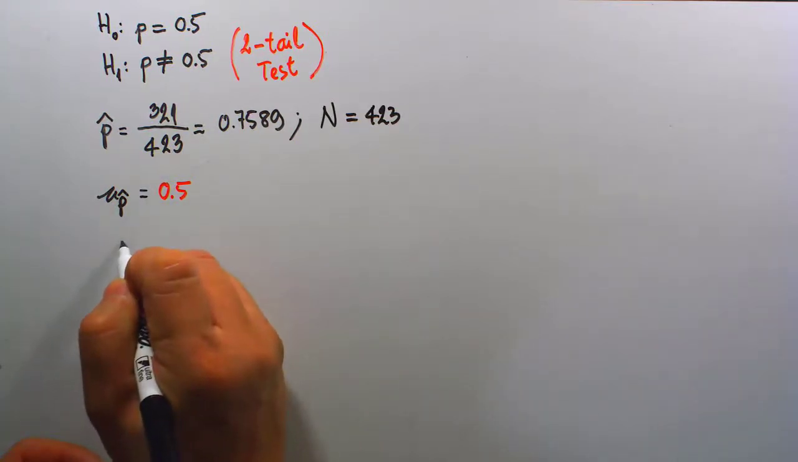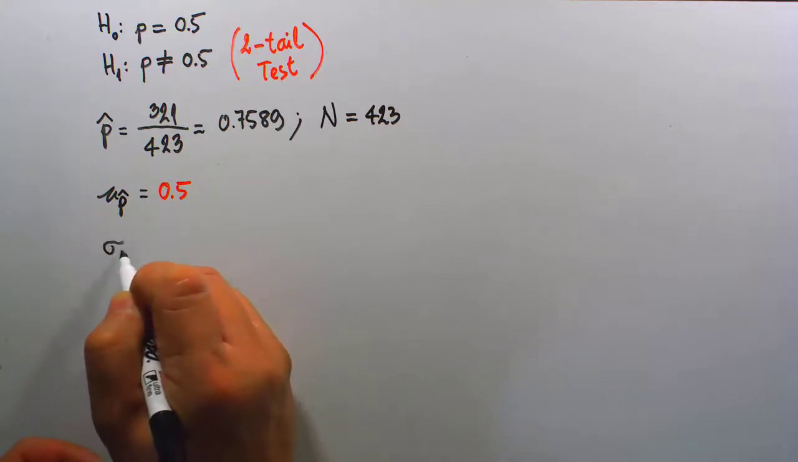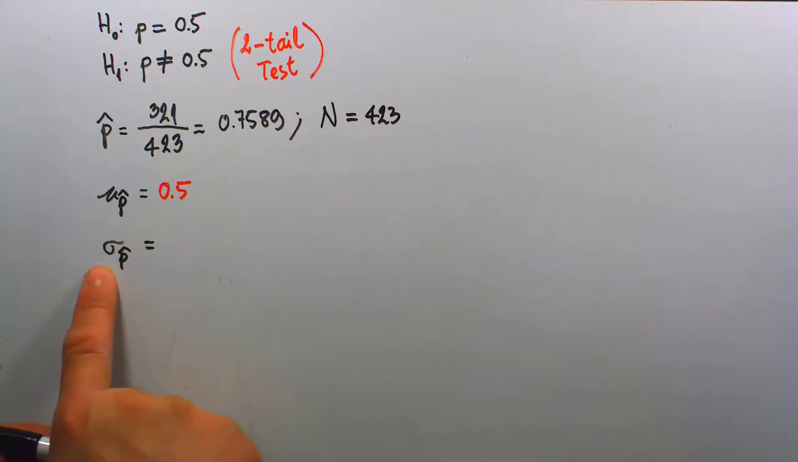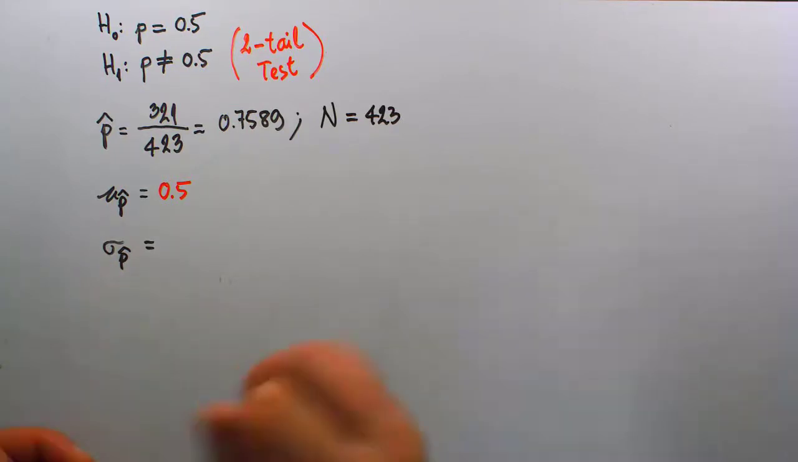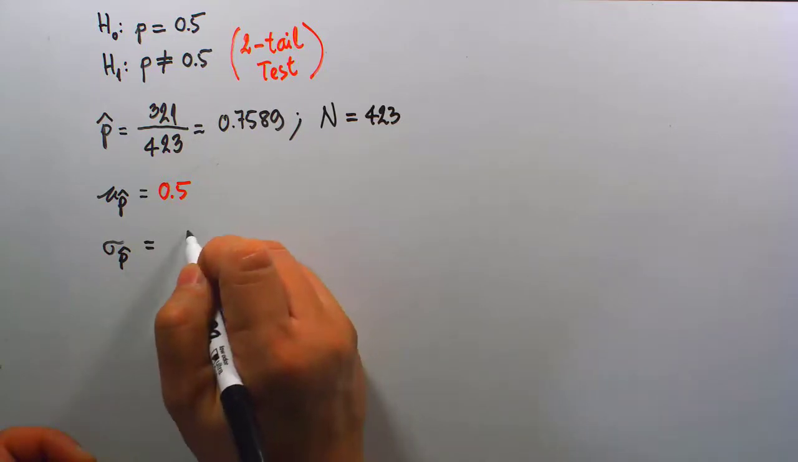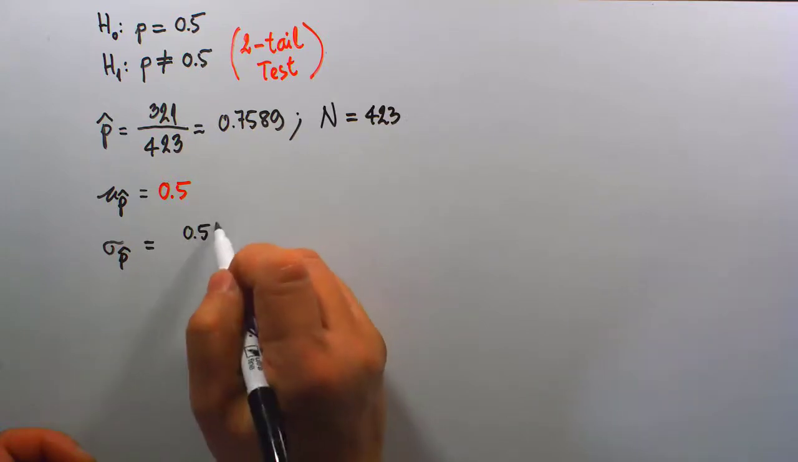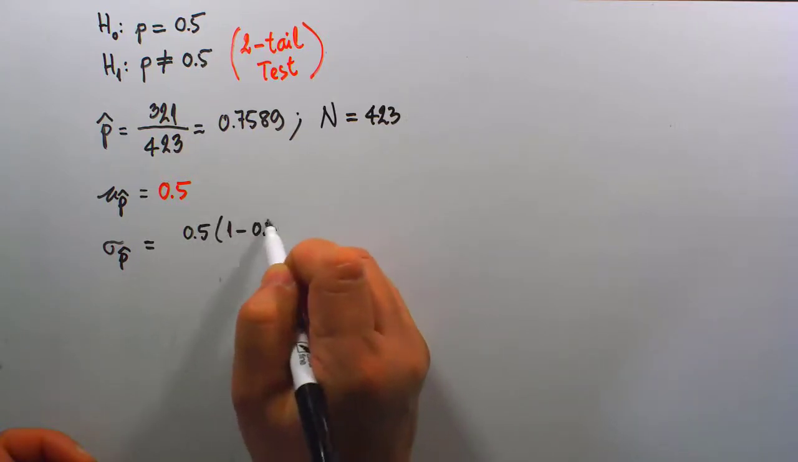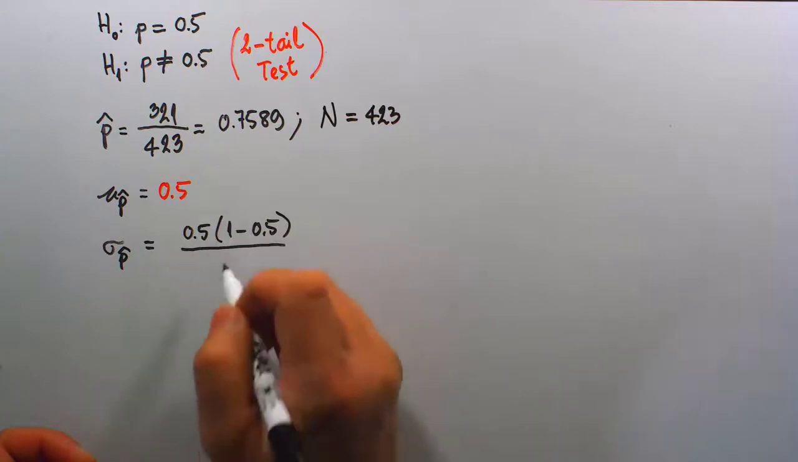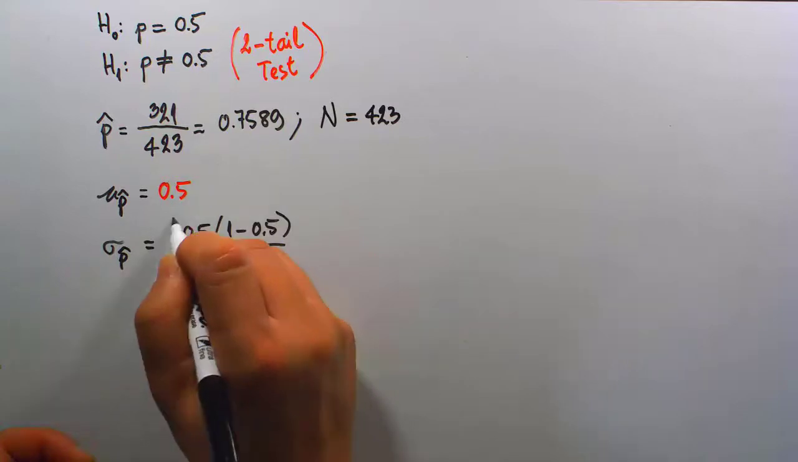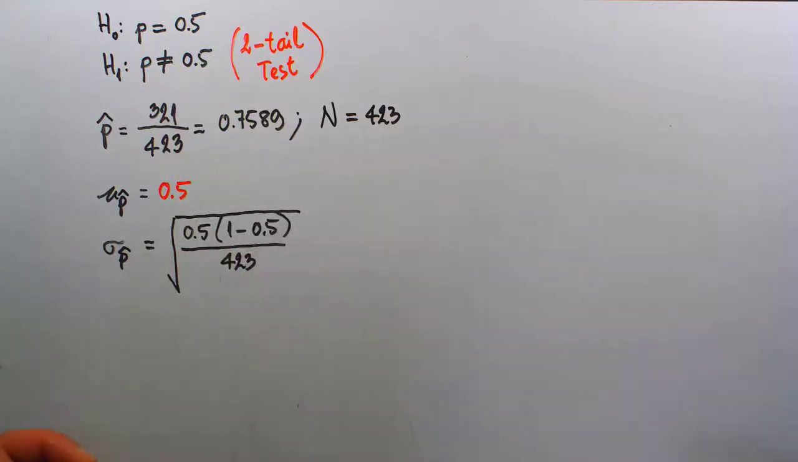Now I'm looking for, as a next step, sigma p hat, which stands for the average spreading of all sample proportion values out there away from this center. Or formally speaking, it's the standard deviation of all sample proportion values. So the calculation can be done by the following formula. Again, from the central limit theorem, 0.5 multiplied with 1 minus 0.5 divided by our sample size 423, and this expression is to be put inside a square root expression.